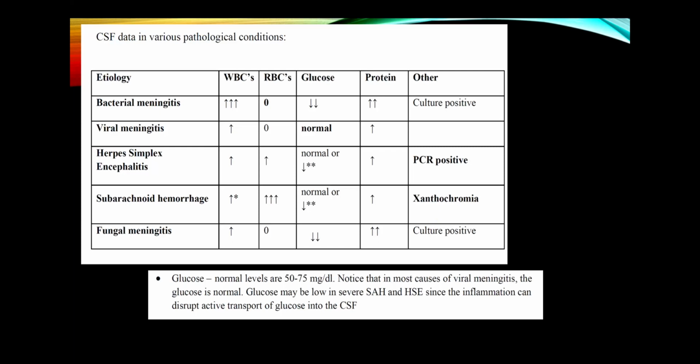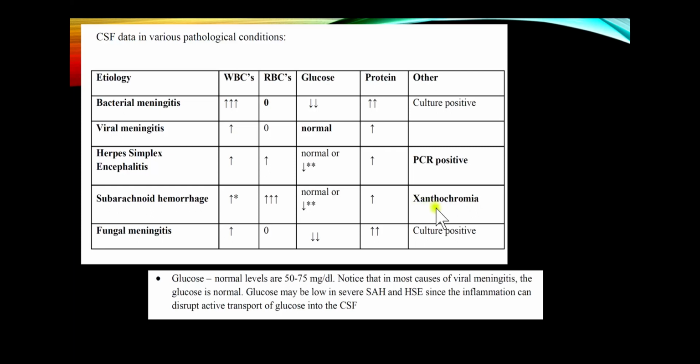you nick a blood vessel along the way, and so you get some red blood cells. Let's just say it's a normal patient. You get some red blood cells. Well, how do you know? Are we dealing with subarachnoid hemorrhage, or did I just nick a blood vessel? We call that a traumatic tap. And so what you can do here is you ask the lab to check for xanthochromia.